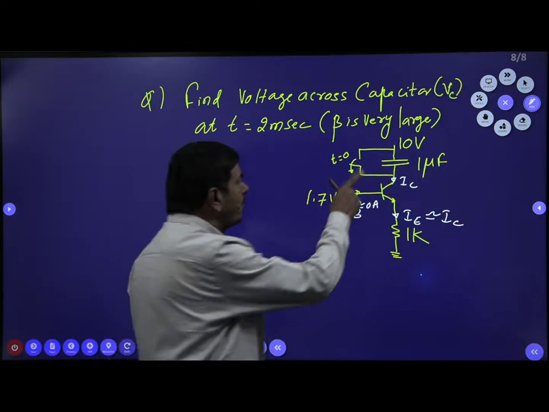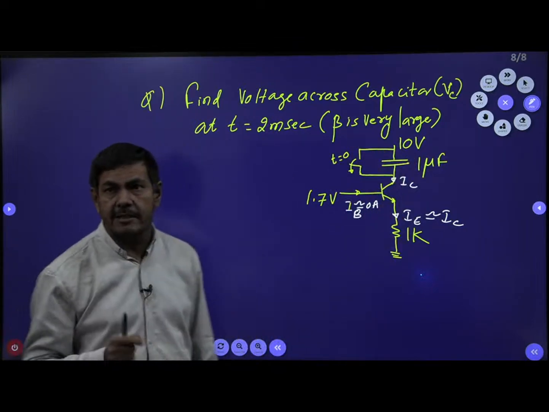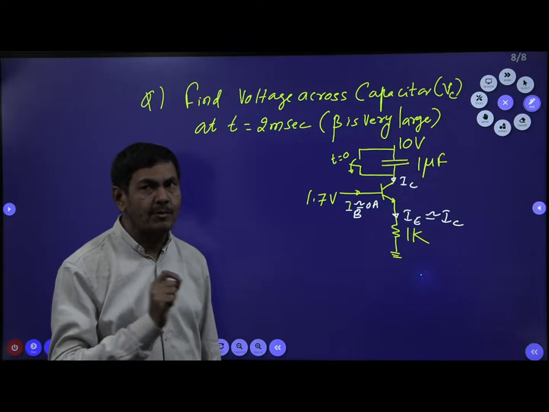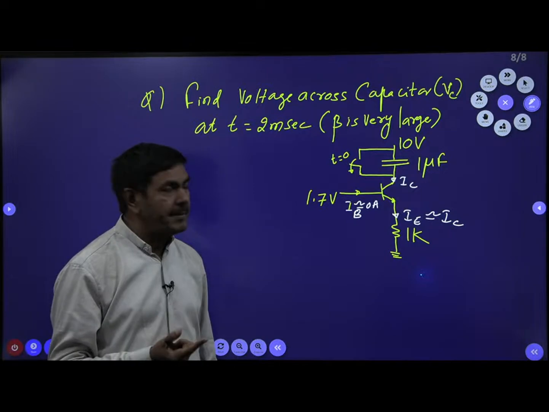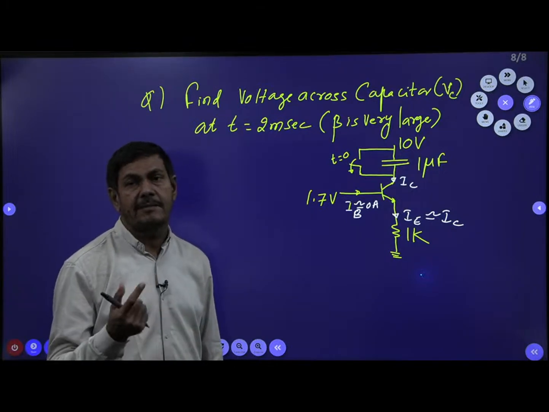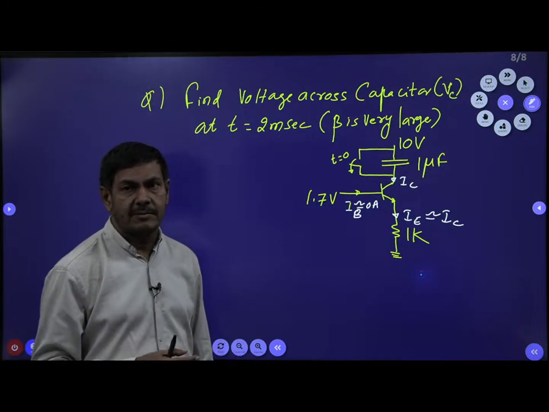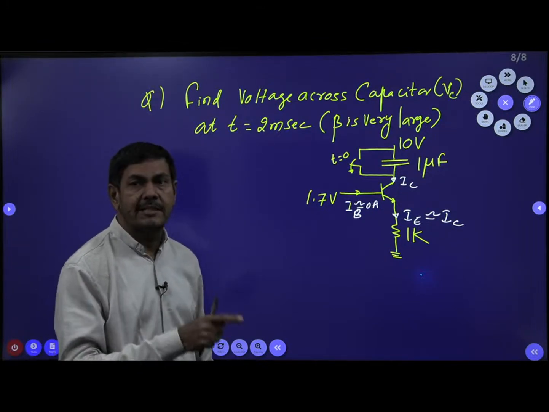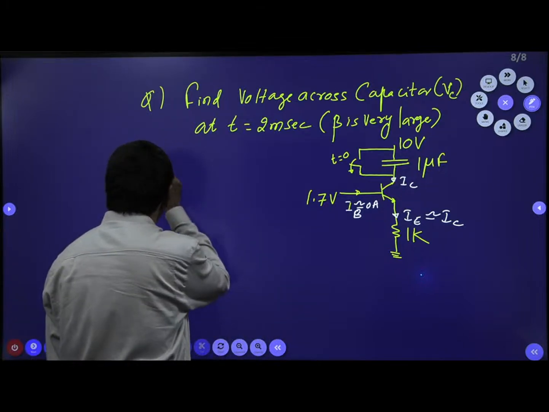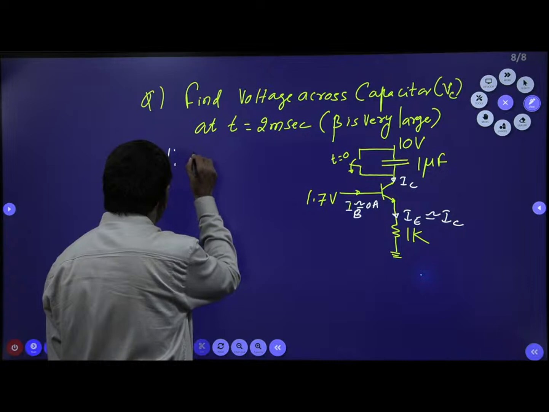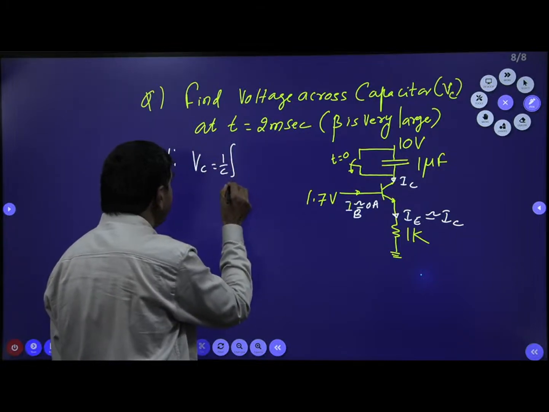When the switch is open, the voltage across the capacitor is calculated by what formula? That is more important now. Once we know the voltage across the capacitor in terms of the time t, I can calculate the voltage across the capacitor at t equal to 2 milliseconds.